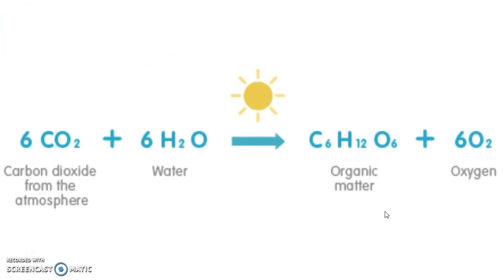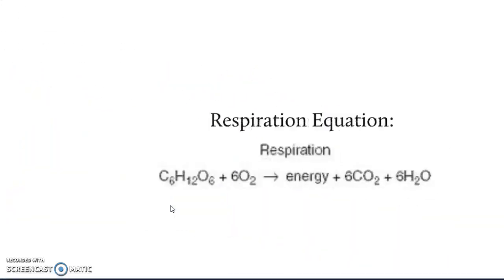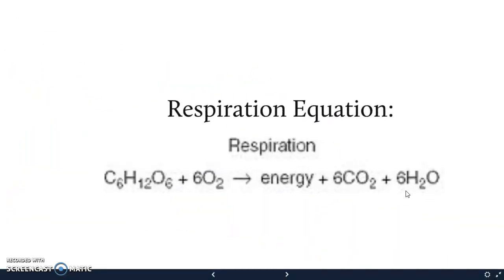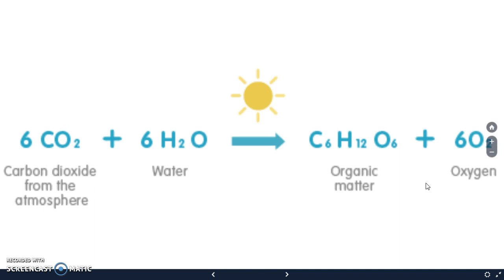This is the equation for photosynthesis. Here we've got 6CO2 plus 6H2O, and then using energy from sunlight yields C6H12O6, organic matter or sugar or glucose, plus 6O2. So if you look at the raw materials of photosynthesis, those are the products of respiration. And if we look at the raw materials of respiration, the glucose and the oxygen, those are the products of photosynthesis.